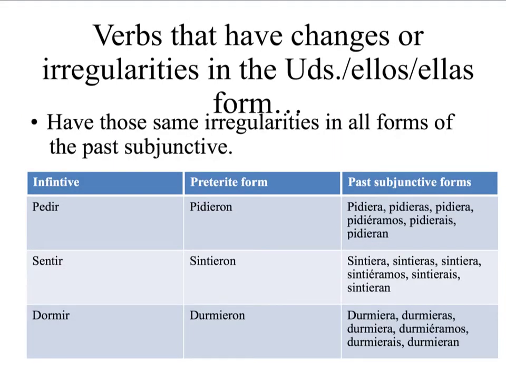Verbs that have changes or irregularities in the usted, ellos, ellas form, such as verbs that would have an irregular preterite form like pedir, dormir, and sentir. These are stem changers. So stem changers either go e to i or they go o to u, which is what we're seeing here in these verbs. This shows you the verbs just so that you can see what happens to it. That form, we take off that -ron and we're adding our ending to it, and that change stays through all 6 of those forms.